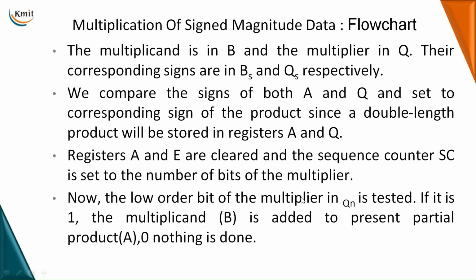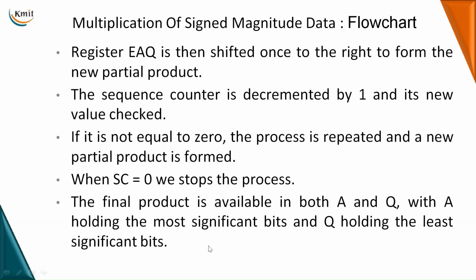Now the low order bit of the multiplier, which is nothing but the least significant bit of the multiplier, is Qn. You need to test it. If it is 1, then the multiplicand, which is stored in B, is added to the present partial product, which is stored in A. If it is 0, you are not going to do anything. You are just going to shift the contents of E, A and Q, and the sequence counter will be decremented by 1.